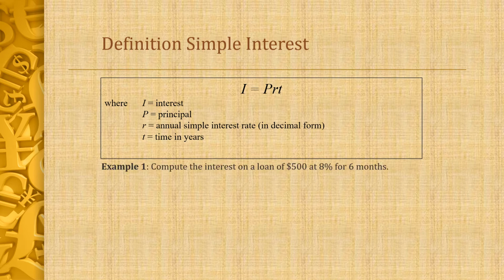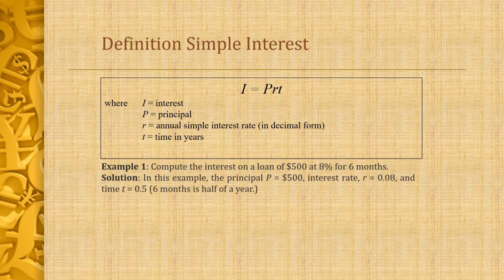We are asked to compute the interest for a loan of 500 at 8% interest for 6 months. So the principal amount is 500, the rate is 8%, and the time T is 6 months. But the rate 8% must be taken as a decimal, 0.08, and the time T must be taken in years. So 6 months divided by 12 will give me 0.5, half a year.